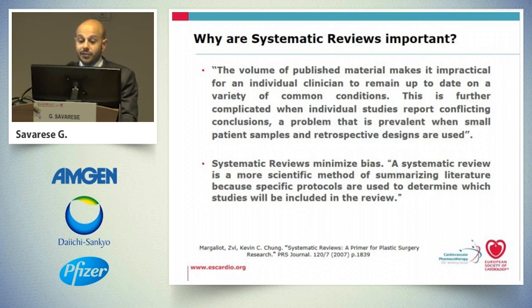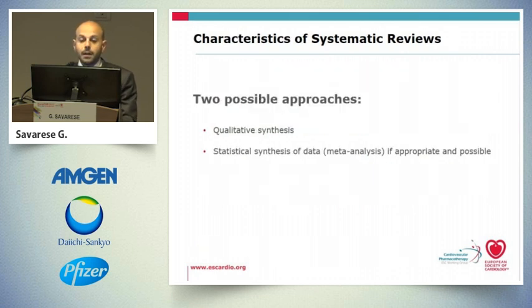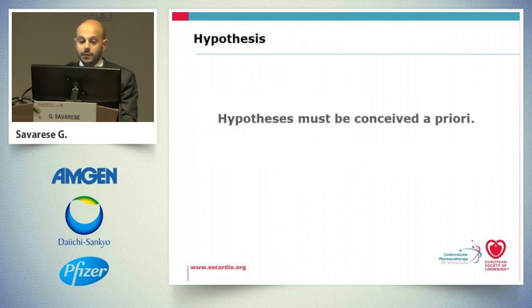And a systematic review is a more scientific method of summarizing literature, because specific protocols are used to determine which studies will be included in the review, as compared with a narrative review. So let's see which are the characteristics of a systematic review. There are two possible approaches. One is mainly qualitative, and then we can integrate a qualitative approach together with statistical analysis, meaning an analytical approach. But this is not always possible, so it's important to understand why it's possible to go from a systematic review to a meta-analysis. Those are two different things.